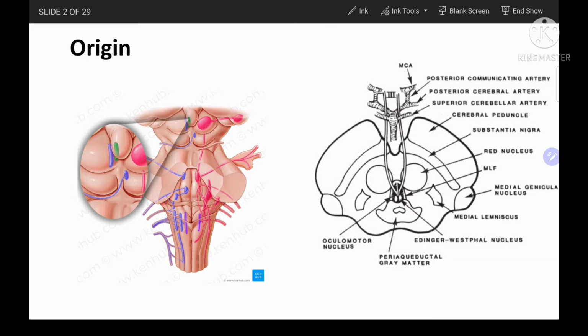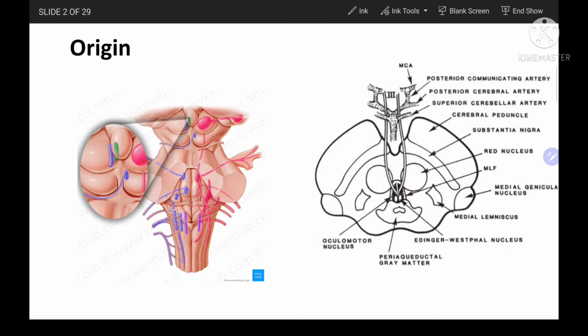So, 3 functions. The parasympathetic one is the innervation of the pupil and the lens. The second one is the innervation of the upper or superior eyelid. And the third one is the innervation of the extrinsic muscle of the eye.